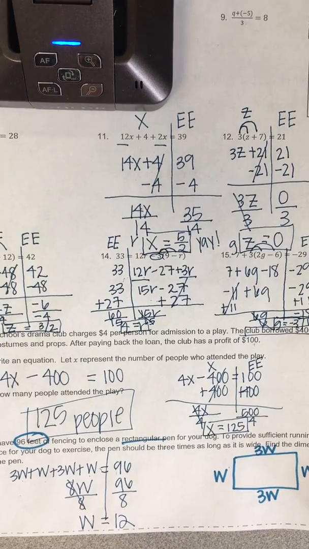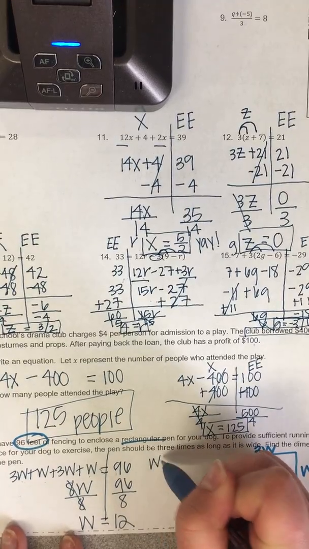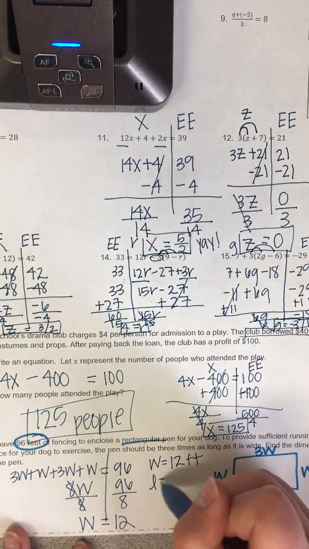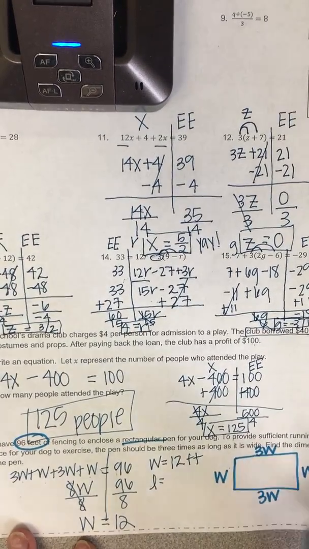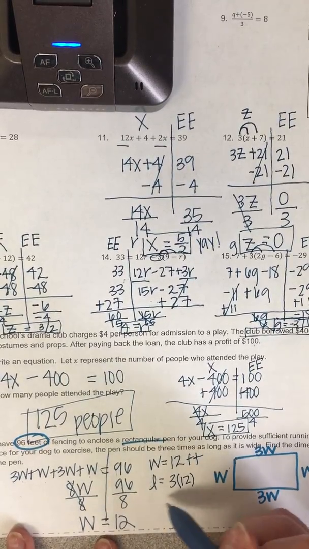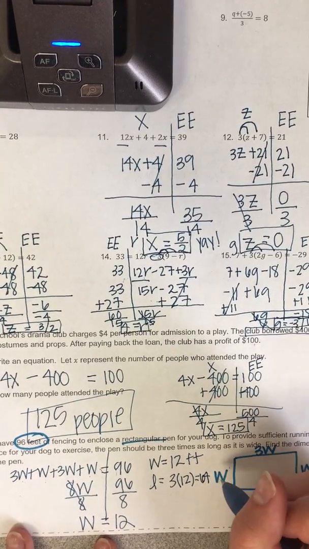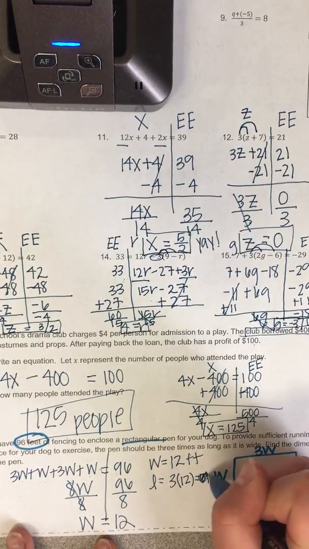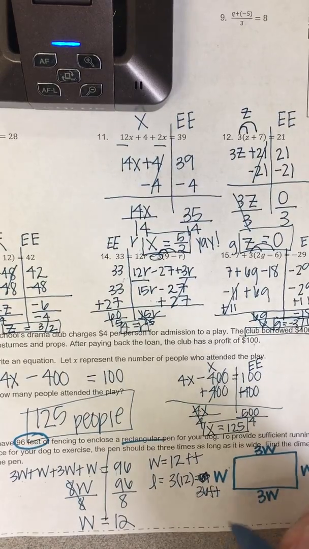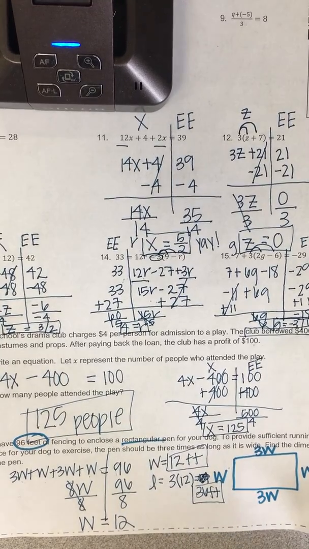So, are we done? No, because I need to find the dimensions of the pen. So I need to find the width and the length. So width, we did find. That is 12, right? That's 12 feet. The length is 3 times W. So 3 times, we just found W, 3 times 12. So length is equal to 64 feet. Not 64, my bad, 36. Just making sure y'all were paying attention. 36 feet. So our width right here is 12 and our length is 36.